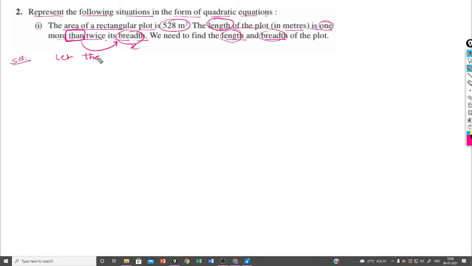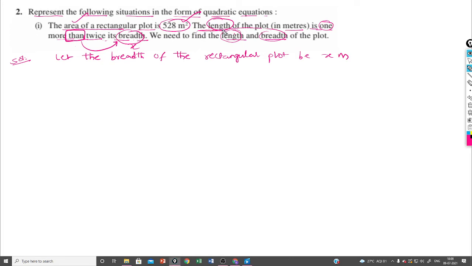Let the breadth of the rectangular plot be x. Now we have to write the units also. Here area is mentioned in meter square, so length will be in meter, breadth also will be in meter.